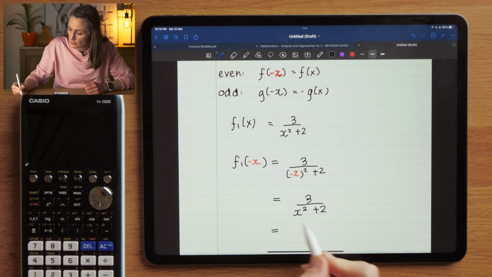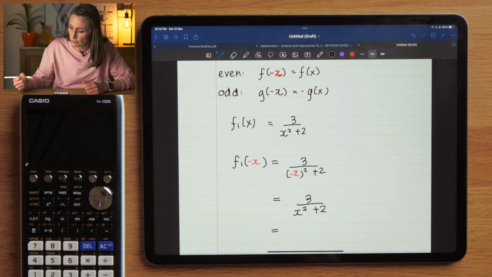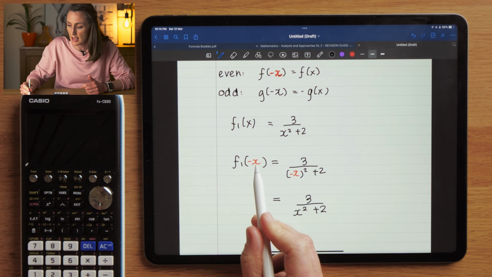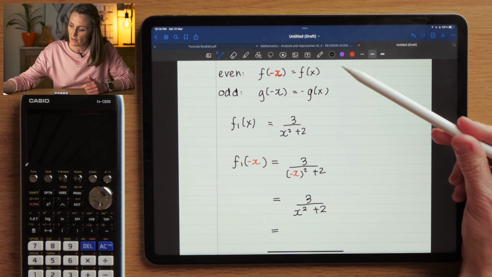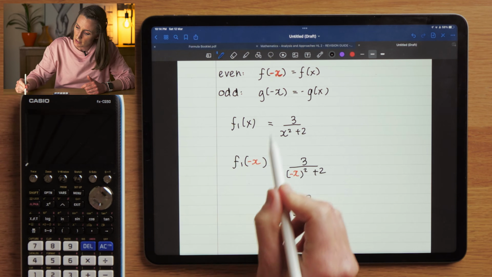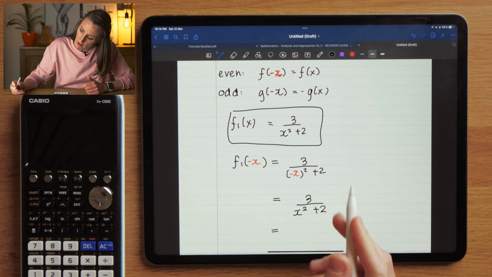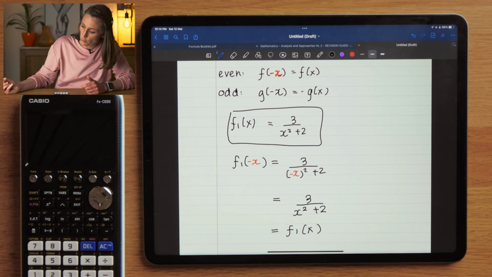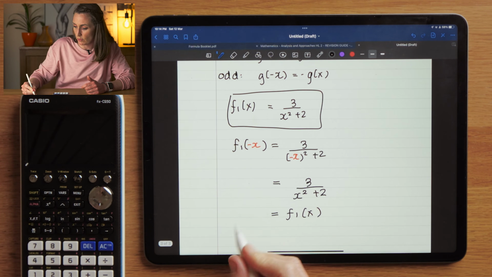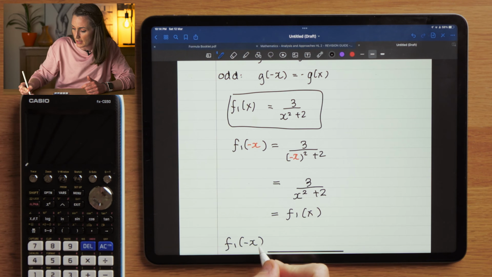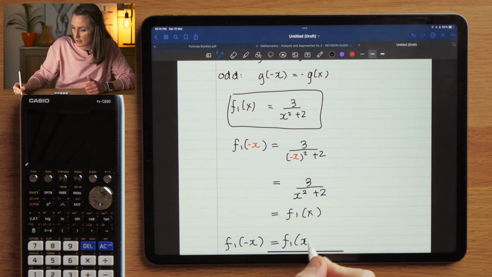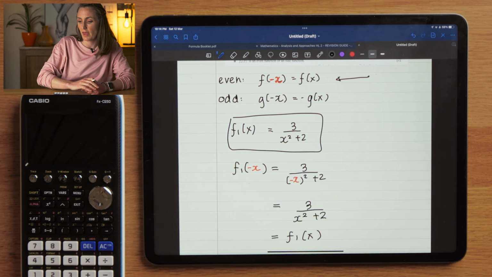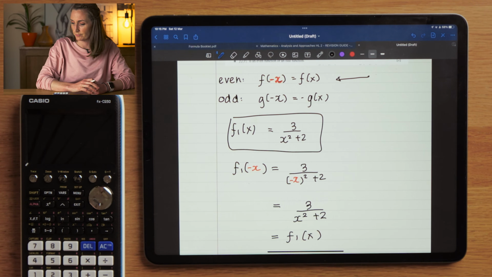And then on the final step, you're going to compare it back to the original function. Your final calculation should be rewriting f of minus x in terms of either f of x or minus f of x. Now if I compare it here, I can see that's exactly the same, all the signs are the same as f1 of x. So I know that f1 of minus x is equal to f1 of x. So if I compare, I know that I am with an even function.